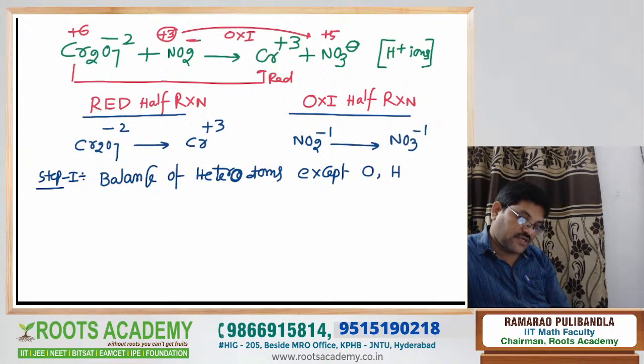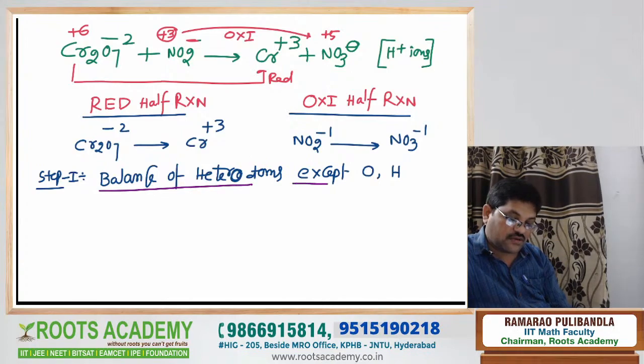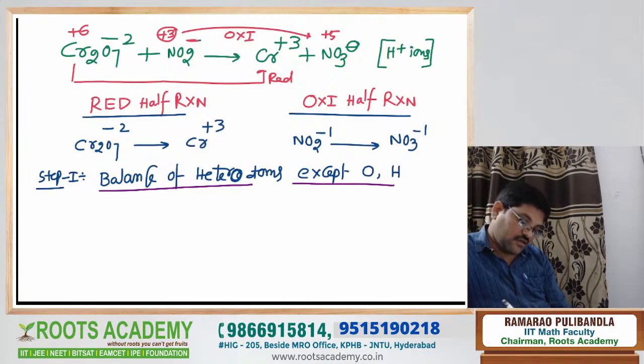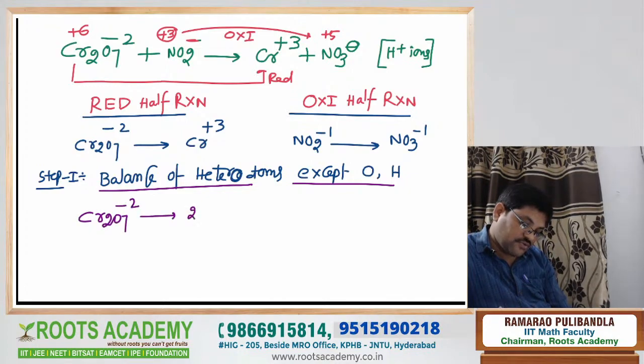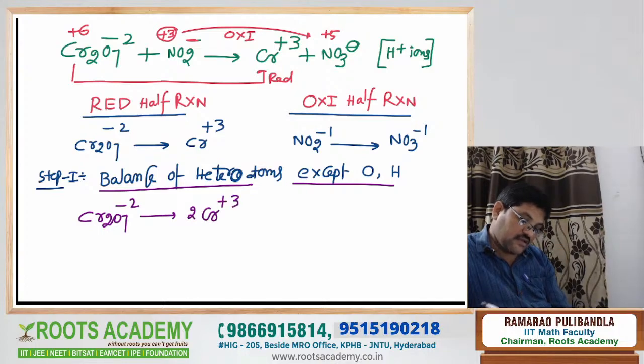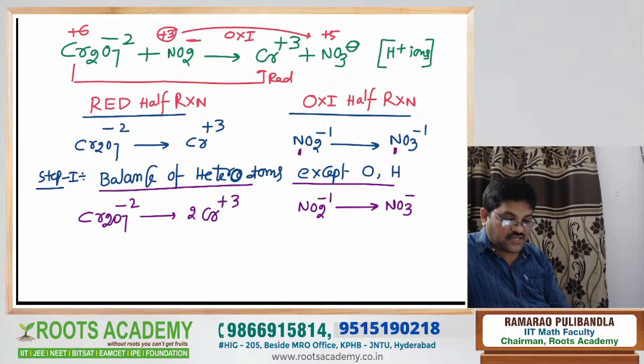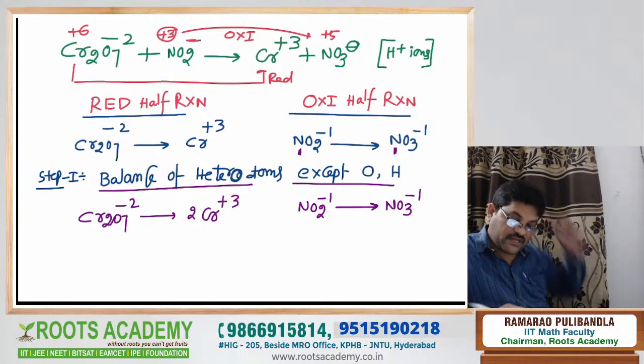Now see. Balance of the heteroatoms except oxygen and hydrogen. Basing on that, what do you write? Cr2O7 2- gives rise to 2Cr 3+. Below nitrogen, 1 atom is there. That's why you write NO2- gives rise to NO3-. Balancing is as is. Step 1 completed.